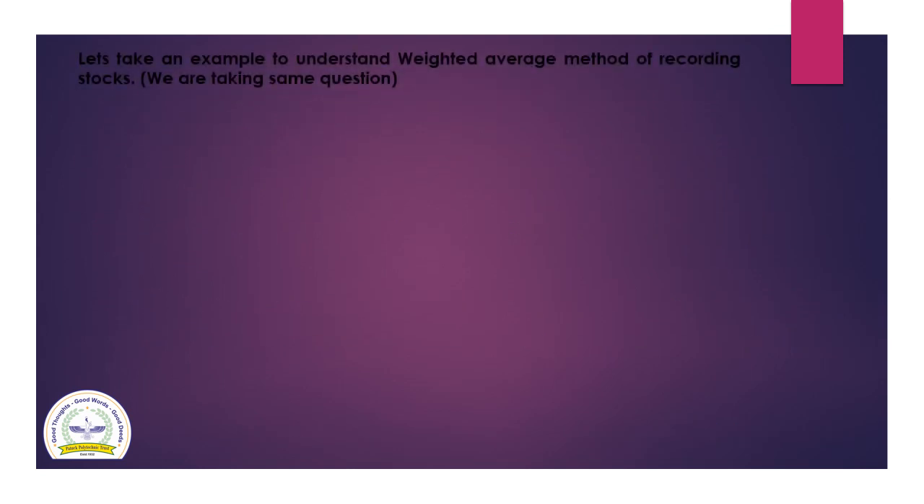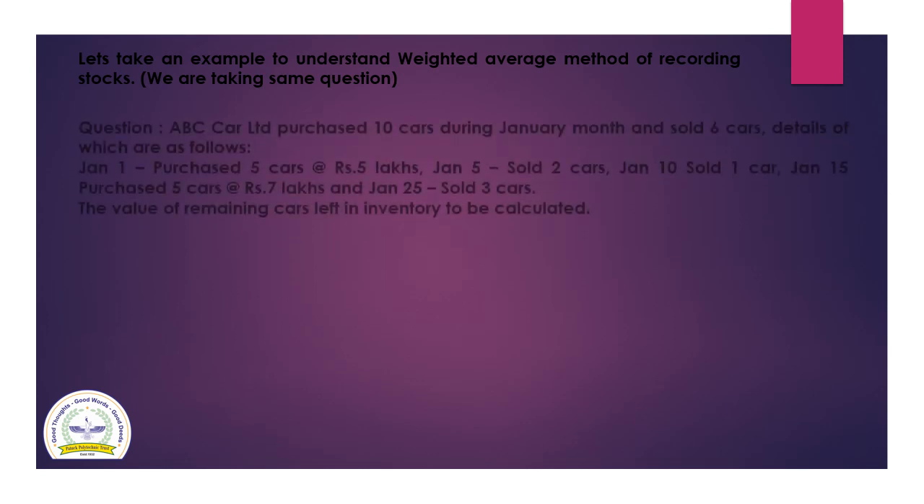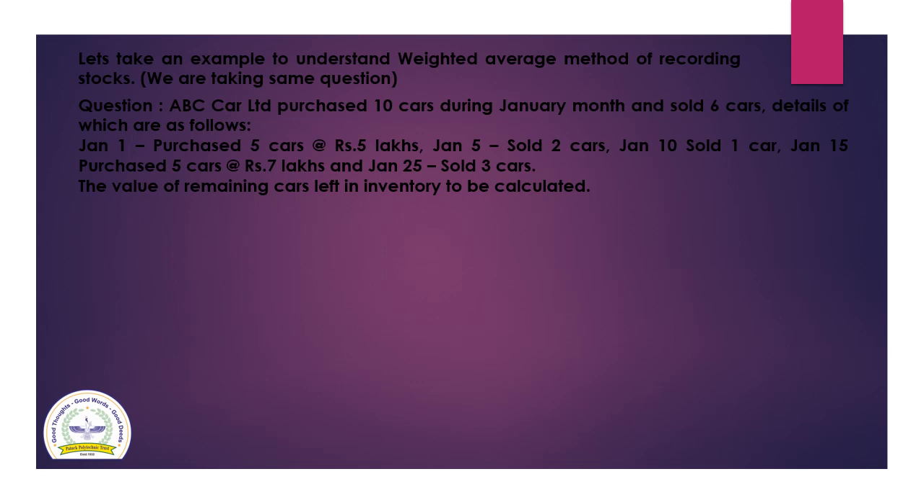Let us take an example to understand the weighted average method of recording stocks. We have taken the same question. ABC Limited purchased 10 cars and sold 6 cars, details are mentioned below. Purchased 5 cars at 5 lakhs on 1st Jan, sold 2 cars on 5th Jan, sold 1 car on 10th Jan, on 15th Jan they purchased 5 cars at rupees 7 lakhs each, and on 25th Jan they sold 3 cars.